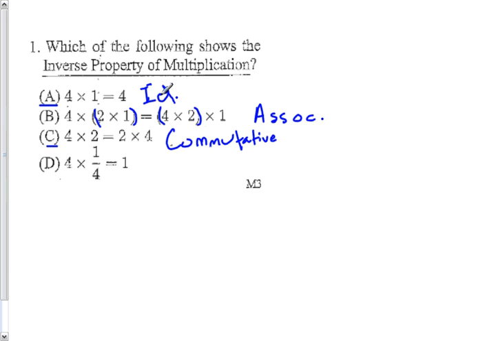So we have that identity property of multiplication, 4 times 1. In this case, any number times 1 equals itself. Associative: talking about parentheses, order stays the same. We move the parentheses, that's an associative property. Commutative property, the order changes. Our parentheses are not involved. It's just the order changes. And then the answer, inverse property of multiplication, 4 times 1 over 4, which equals 1, and that is our answer.